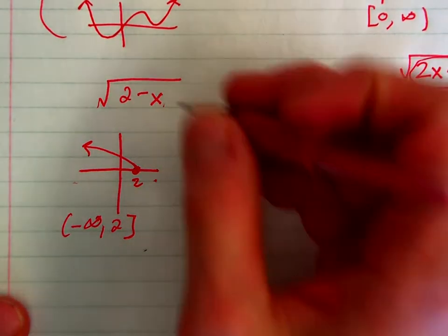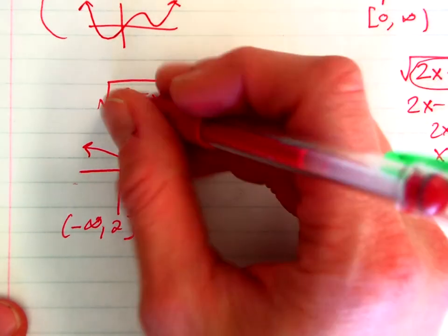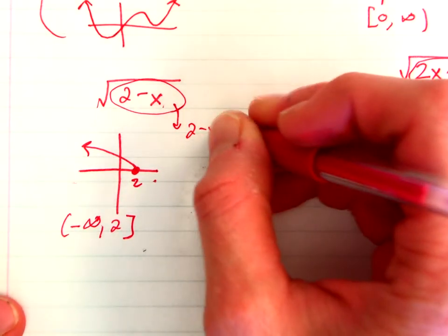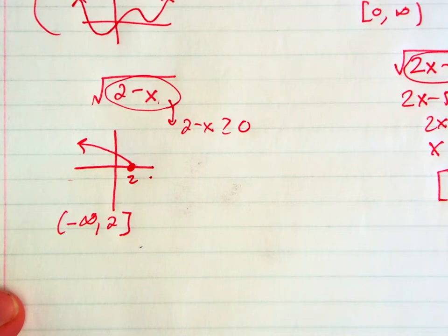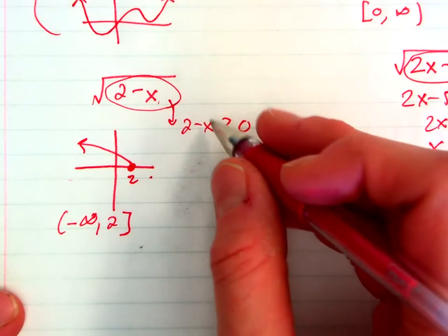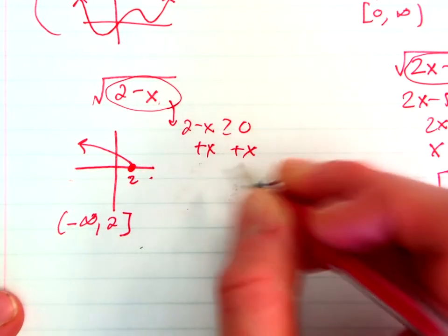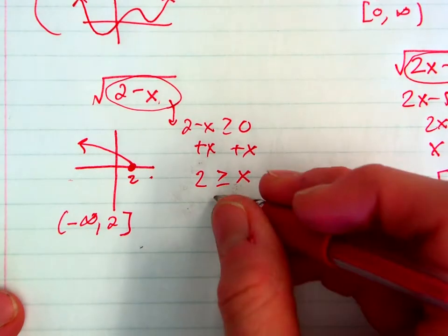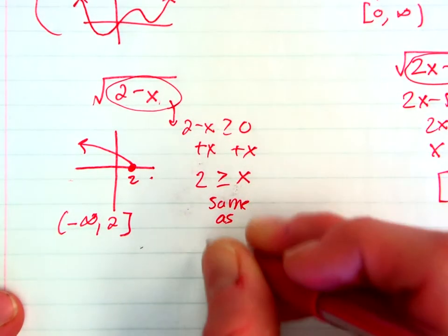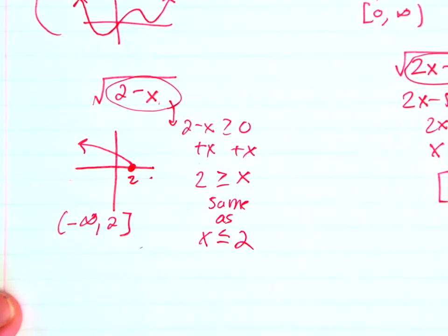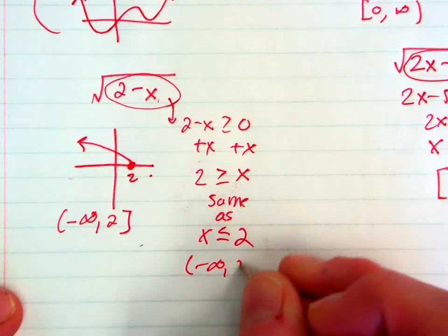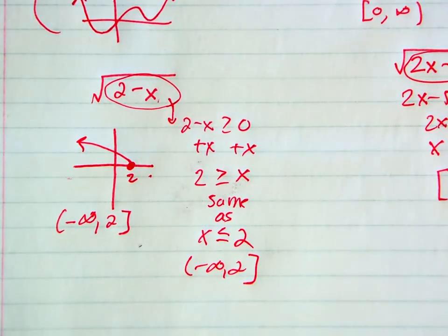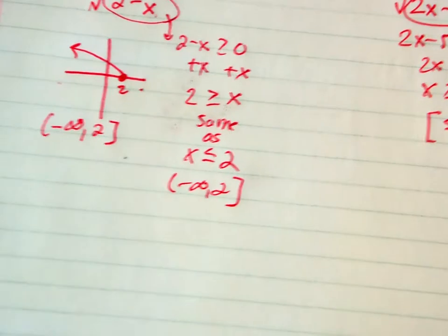If you didn't want to graph it, which in some cases may be difficult, you would take 2 minus x, make it greater than or equal to 0, and then I'm going to add x to both sides, so I get 2 is greater than or equal to x. That's the same as x is less than or equal to 2, which is in fact negative infinity to 2. So that's radical. And then our last type is rational.